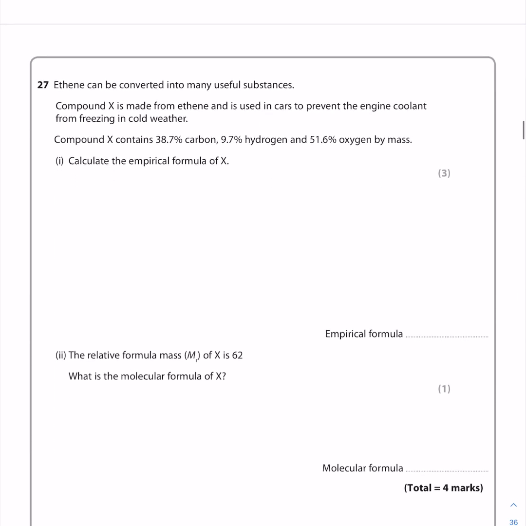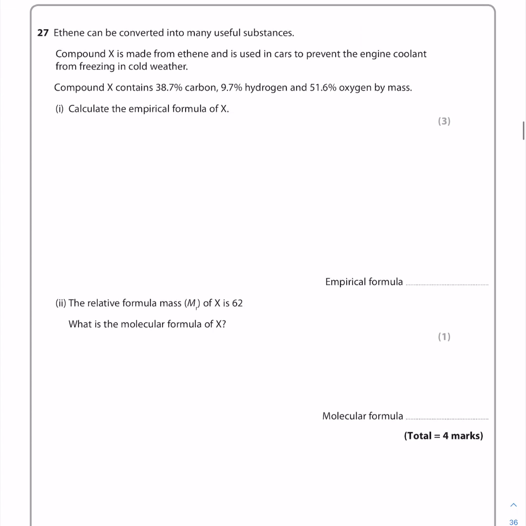Question 27. Ethene can be converted into many useful substances. Compound X is made from ethene and used in cars to prevent engine coolant from freezing in cold weather. Compound X contains 38.7% carbon. يبقى كده الماس of carbon 38.7، hydrogen 9.7 والأكسجين 51.6% by mass. يبقى أنا بعتبر إن الأرقام اللي هي البرسنتج دي تمثل الماس.